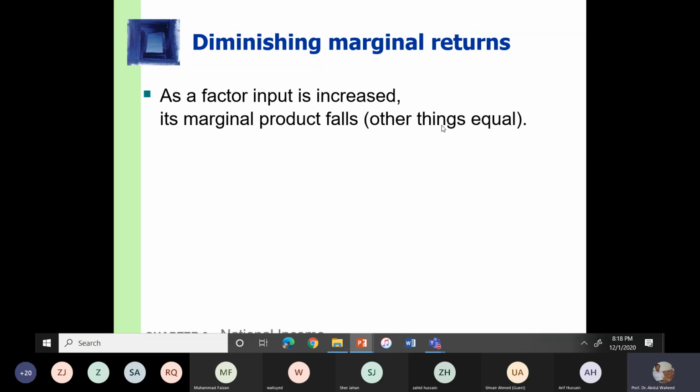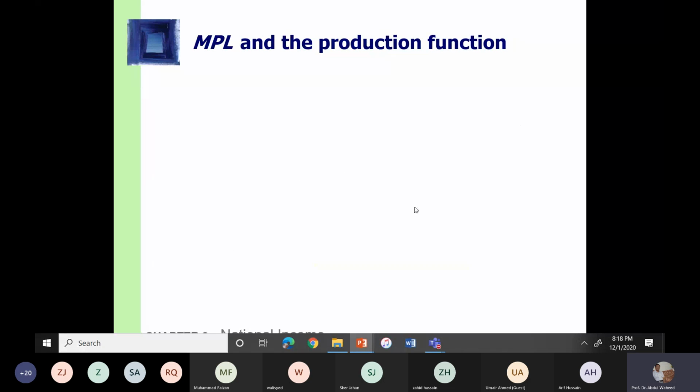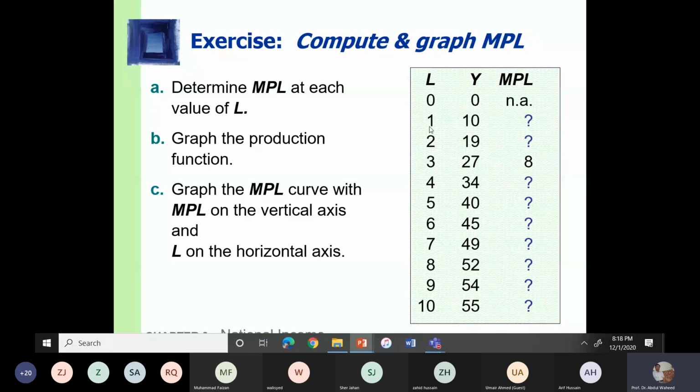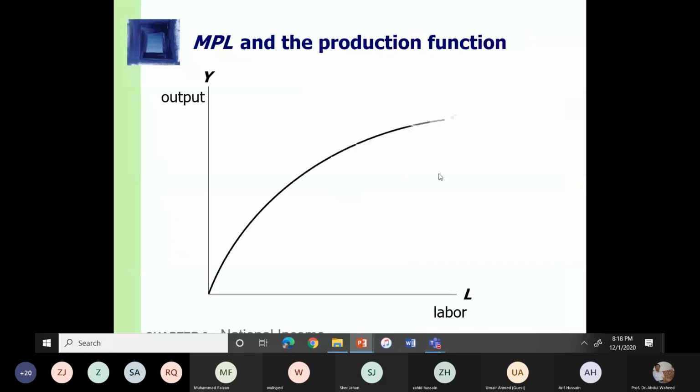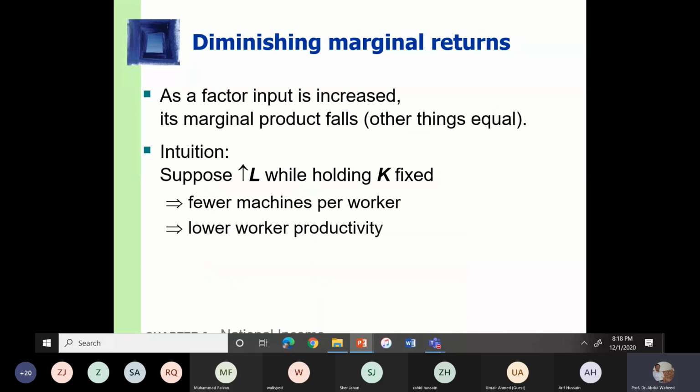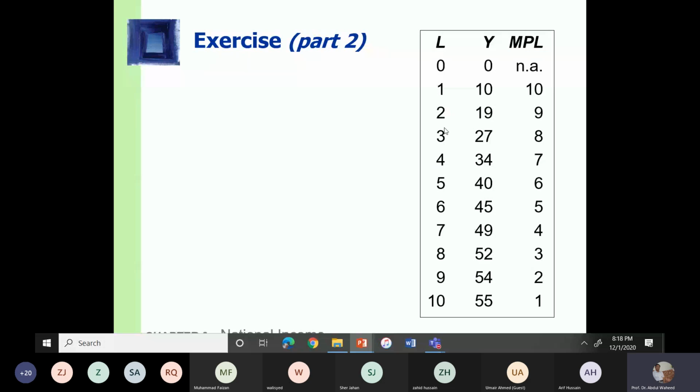As a factor input is increased, its marginal product falls, other things equal. That's why, as we are hiring more and more workers, marginal product is decreasing. आप देख रहे हैं ये काम हो रहा है। एक स्टेज ऐसा आएगा कि हम अगर सपोज 11th लेबर को हायर करें, मे बी उसके आउटपुट में कोई चेंज नहीं आएगा, तो 55 ही रहे। So then in that case, marginal product of 11th worker would be what?